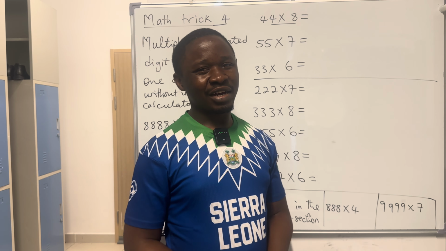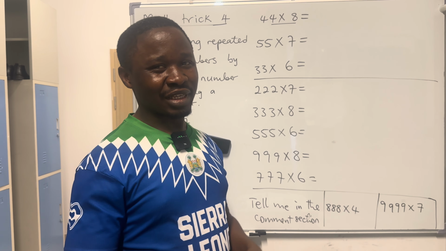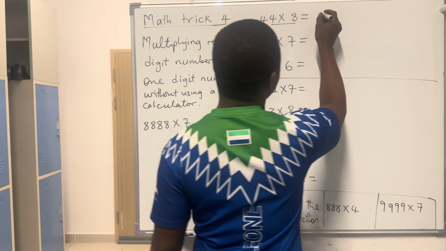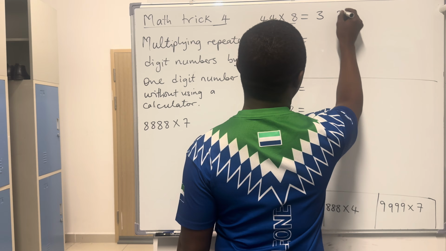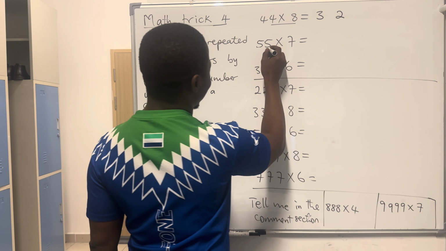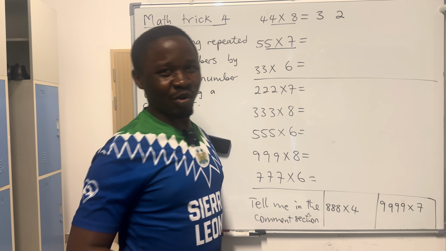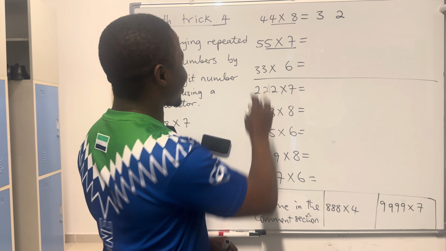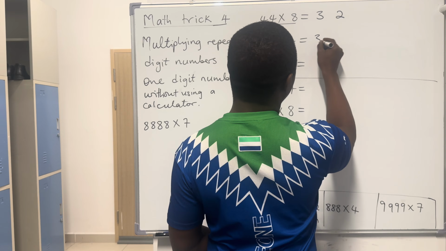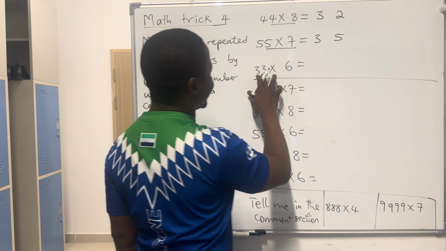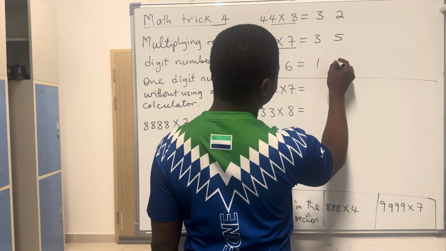4 times 8, you need to do it, which is what? 32. So 4 times 8 is 32. Then multiply this again. We shall come to that to complete. Just be patient. 5 times 7 is 35. 3 times 6 is 18.